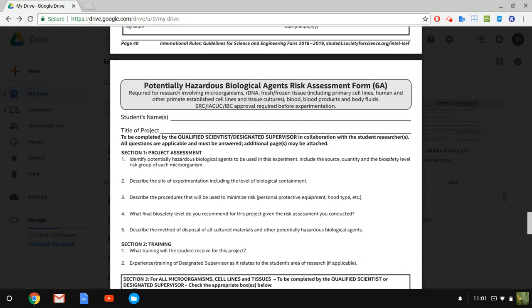And it's typically set up if you're working with a qualified scientist or designated supervisor. So if you go through this one, you have to include your name and your project title, which is pretty much the start of every form. The top part of this is to be completed by the qualified scientist or designated supervisor in collaboration with you. It says all questions that are applicable must be answered. Additional pages may be attached.